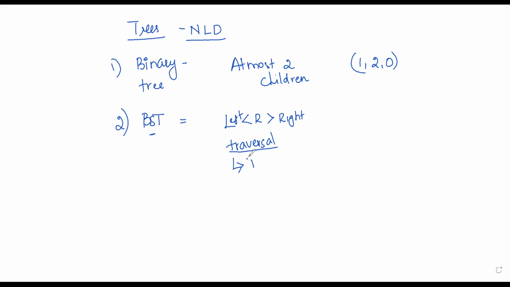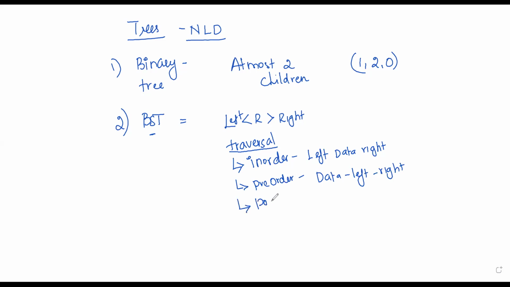One is in-order, where in-order means left, data, and right. Next is pre-order, where it is data, left, and right. Last is post-order: left, right, data. And finally it is level order, so level wise we will keep on searching the data.